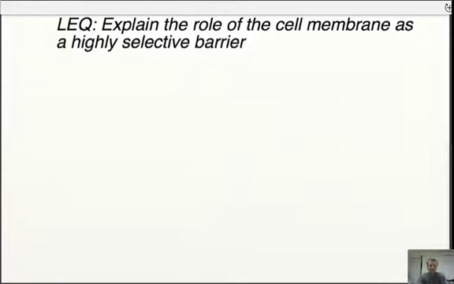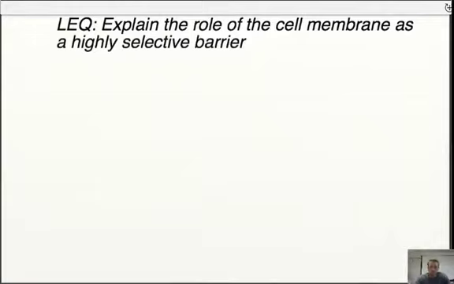And today's LEQs: explain the role of the cell membrane as a highly selective barrier. So we've been talking about the cell membrane, and remember that the cell membrane is that outer layer of the cell that protects it from the outside, and it only lets certain things come in. And we're going to look at a couple different ways that molecules can actually move through it.